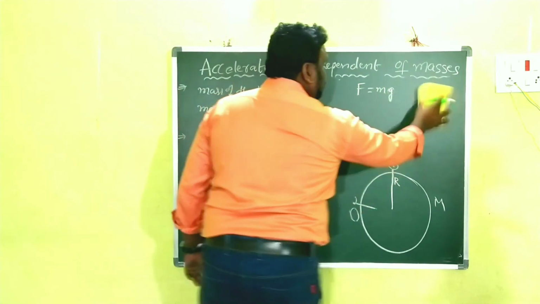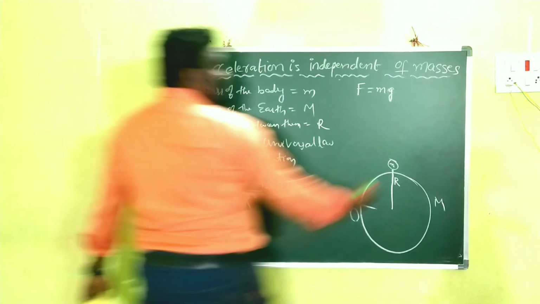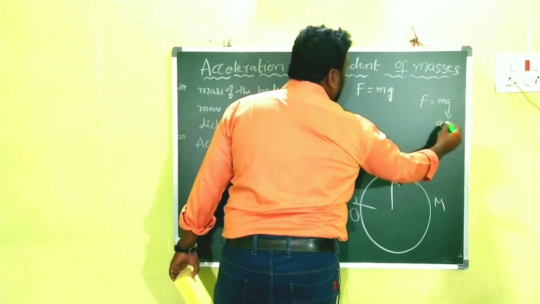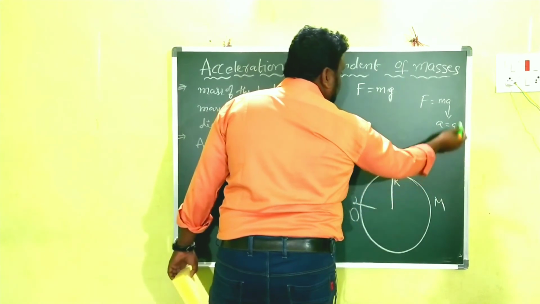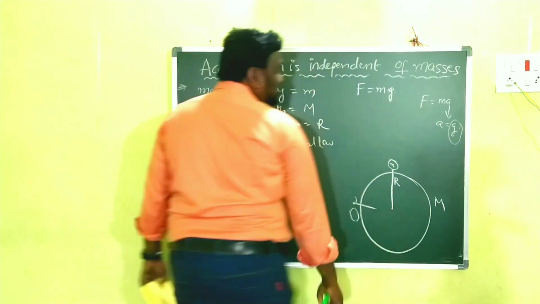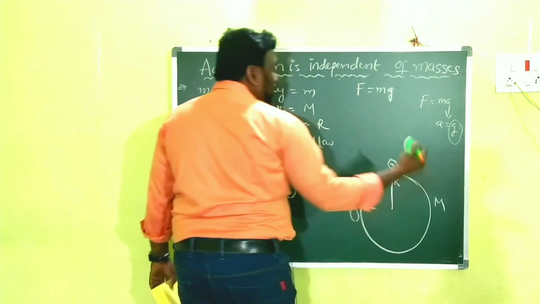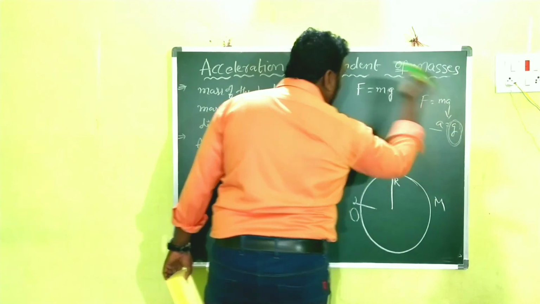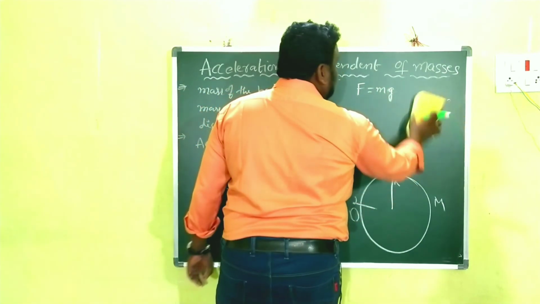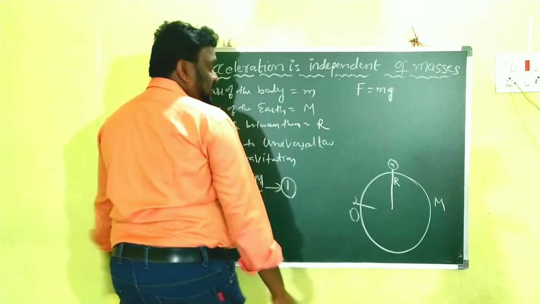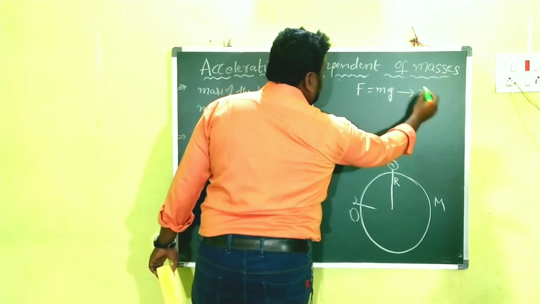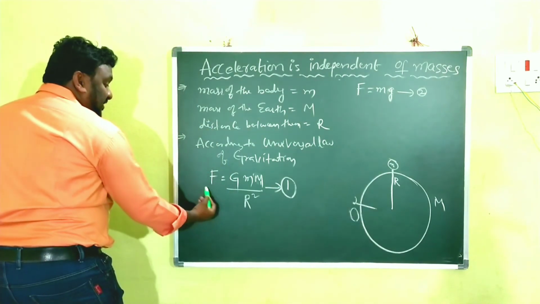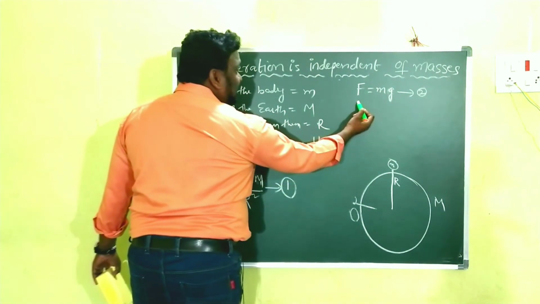Clear, children? So Newton's second law is F equals ma, we know, children. But instead of a, what am I writing here? g. What is g? Acceleration due to gravity. While the body is falling from a certain height, there is some acceleration, and that is because of gravitational force. That's why instead of acceleration I am writing a equals g. So now this is equation number 2. Equation 1 represents the gravitational force and equation 2 also represents the gravitational force.